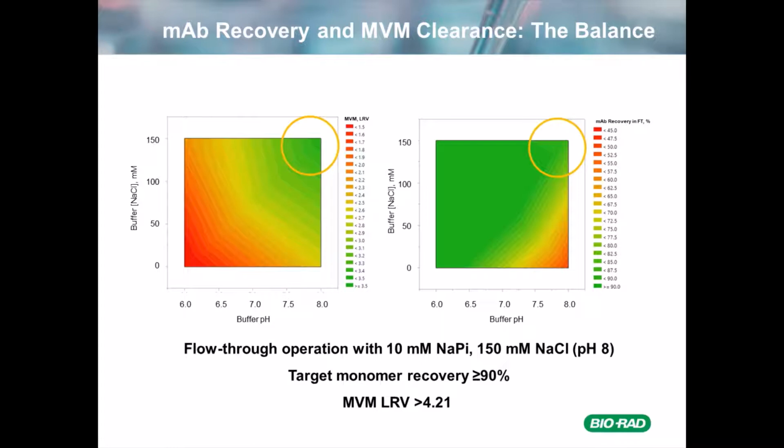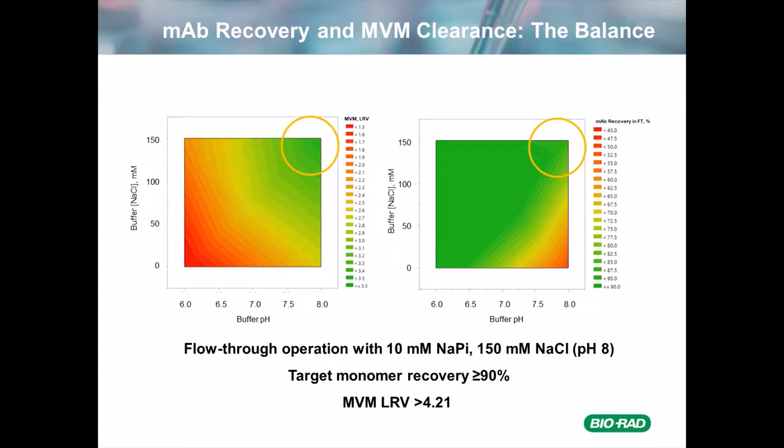For this particular polishing purification, we actually want to achieve the best reduction of MVM. According to the DOE prediction, the MVM is retained by the column during the flow-through separation if it's run at pH 8 with 150 millimolar of sodium chloride in the buffer. On the other hand, the recovery of the target MAP monomer is the best if the operation is run at pH 6. How are we going to balance it?